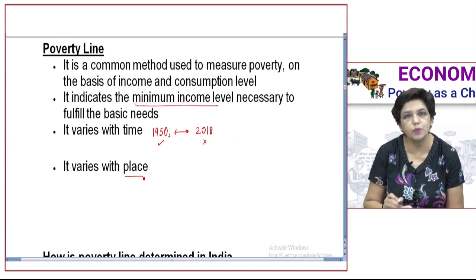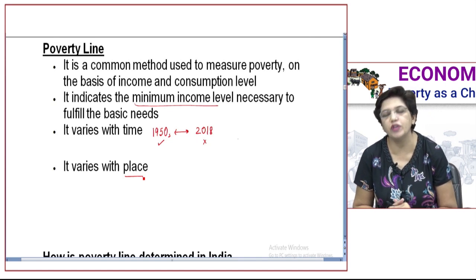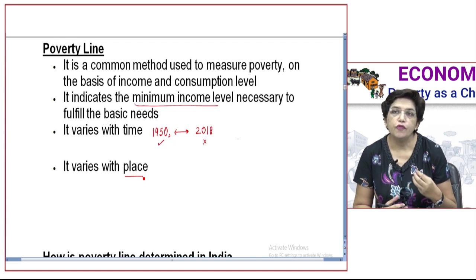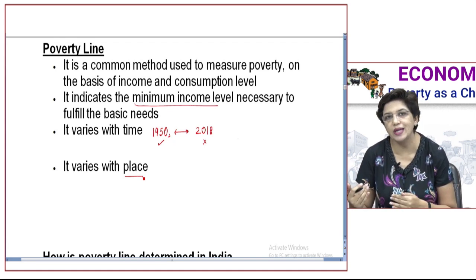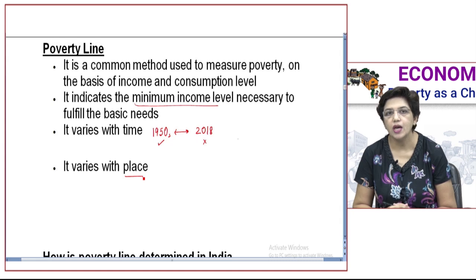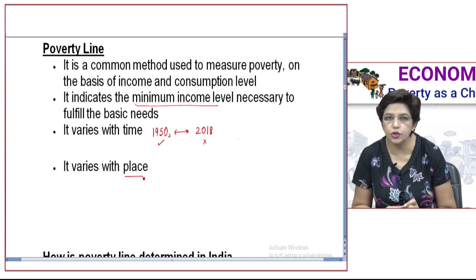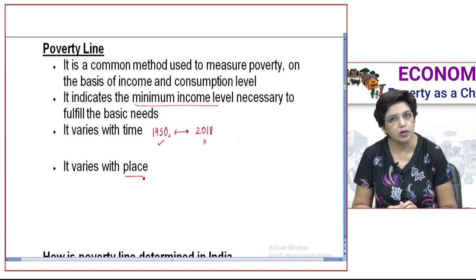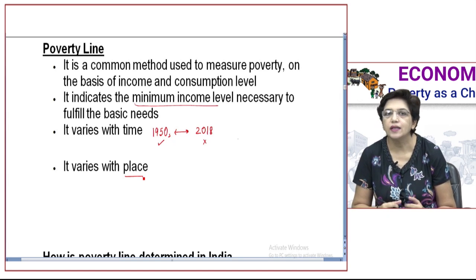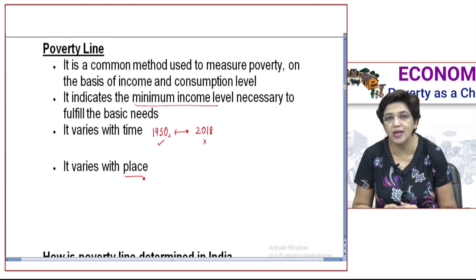The poverty line also varies with place. Basically, the poverty line depends upon the existing level of development of a country. So the poverty line for a developing country will be different from the poverty line for a developed country. There are some items which are considered essential in developed countries and not in developing countries. For example, a car. A car is considered essential in the USA. So that means a person who does not have a car will be considered poor. On the other hand, in India, a car is still a luxury product. It is not a necessity. So it varies from place to place depending upon the level of development in that country.